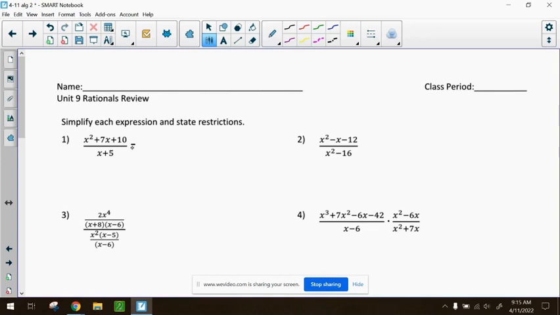So when I look at the numerator, that is a trinomial. I'd be looking for two numbers that multiply to be 10, that add to be 7. Those two numbers are 5 and 2. So this factors into x plus 5 and x plus 2. The denominator, there's nothing that we can factor there, so that's going to stay as x plus 5, and then we're going to see what cancels.